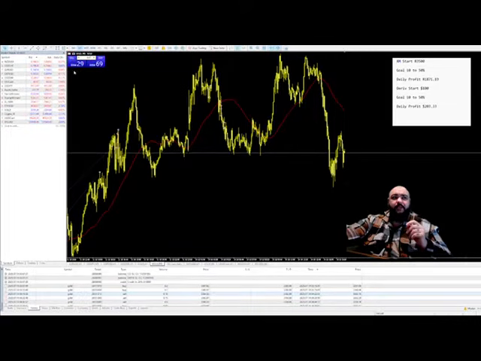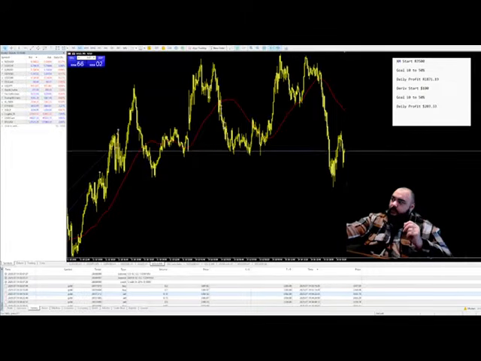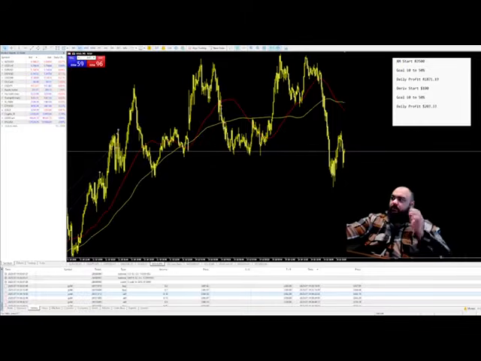Then we're going to go to insert again. We're going to go to indicators again, trend again, moving average again, and we're going to add the 100 moving average. And let's make this one yellow, okay, because we're on a black screen.